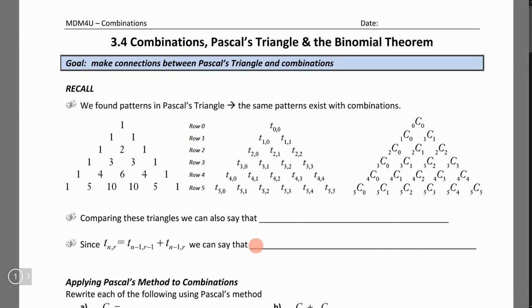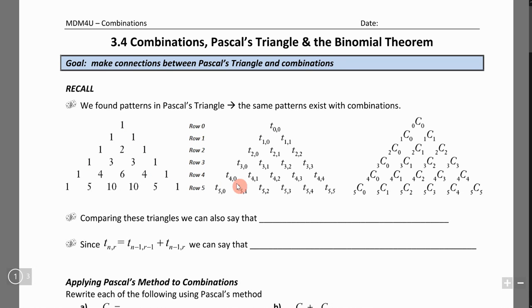So section 3.4, combinations and Pascal's triangle and the binomial theorem. In a previous lesson, we looked at Pascal's triangle. It's this triangle that you see here on the left with these arrangements of numbers, each number in the triangle being the sum of the two numbers directly above it. And each row in the triangle begins with a 1, and each row in the triangle ends with a 1.